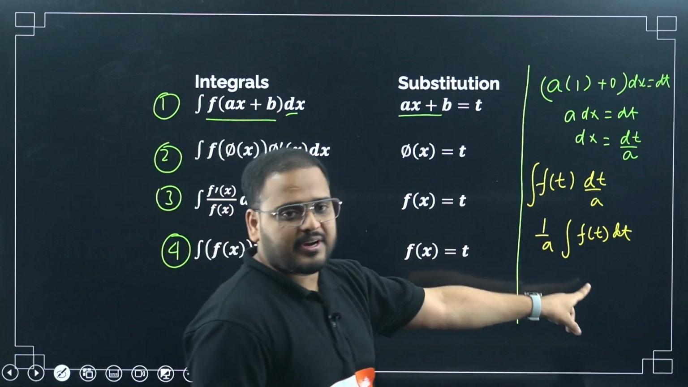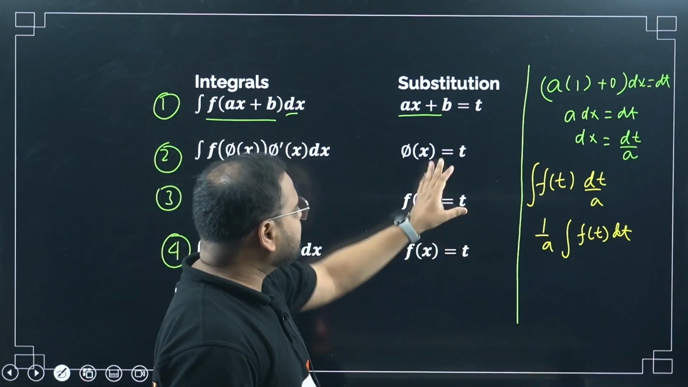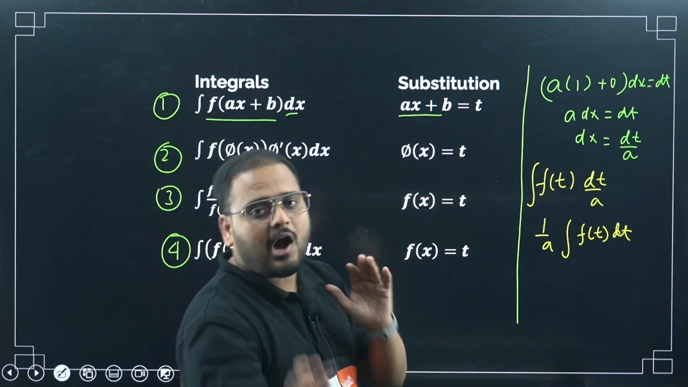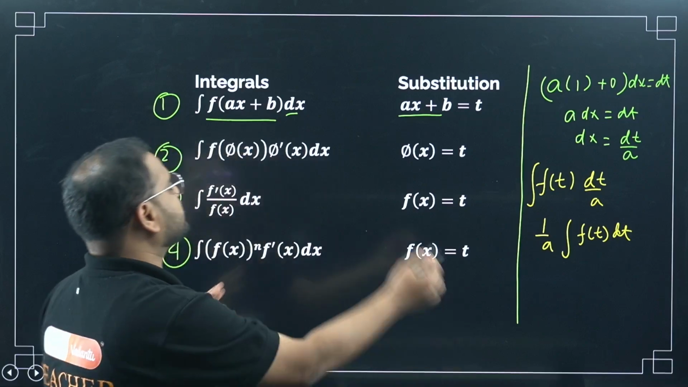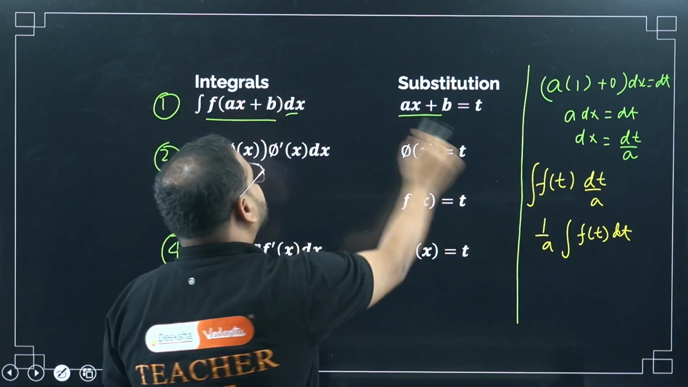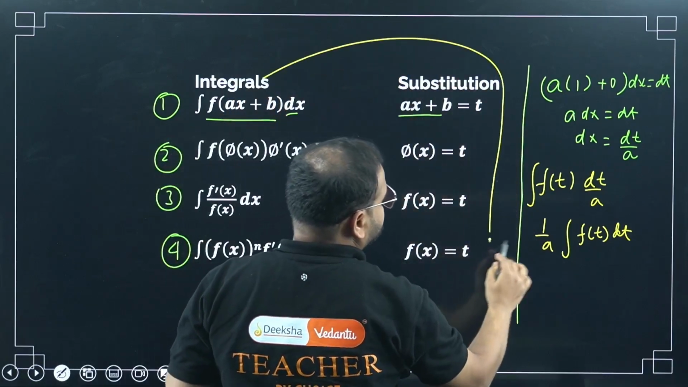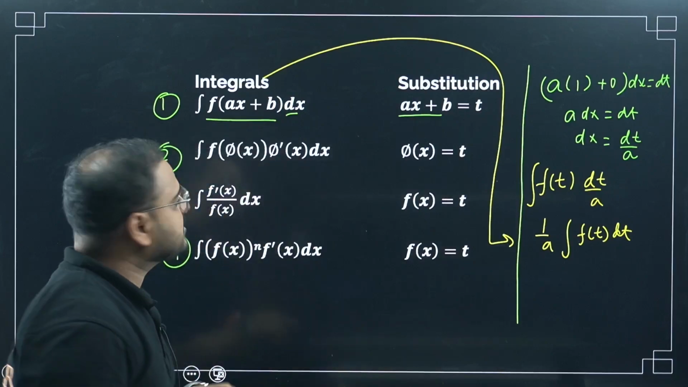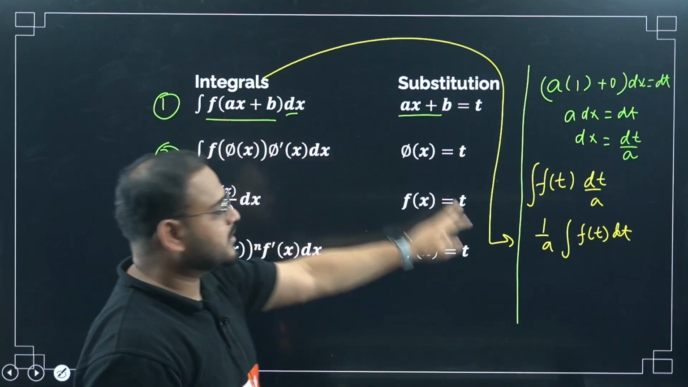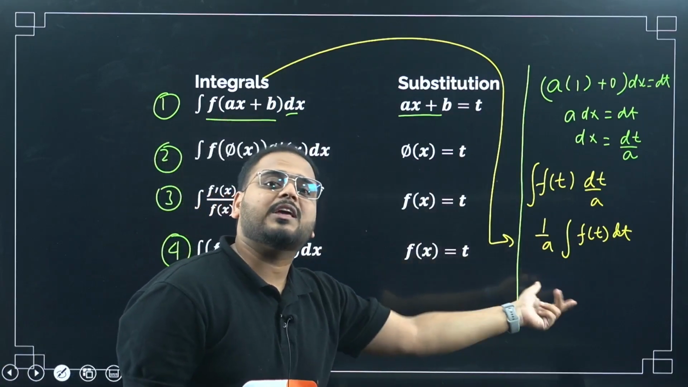This will be easier to integrate. Okay, so I've explained how this will work out. After using substitution, how will my integral look? This is the transformation in the integral. After taking the substitution from here, this is how the integral will look.